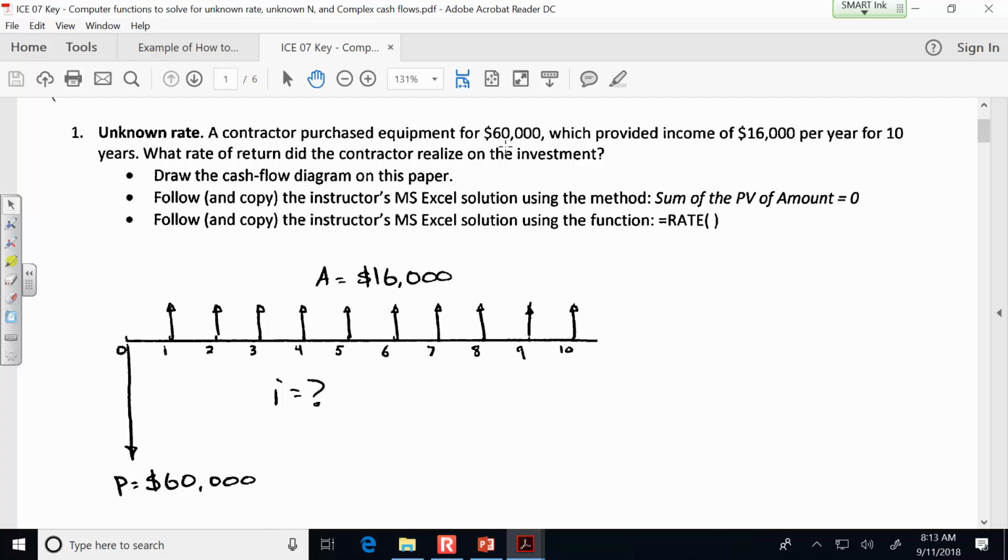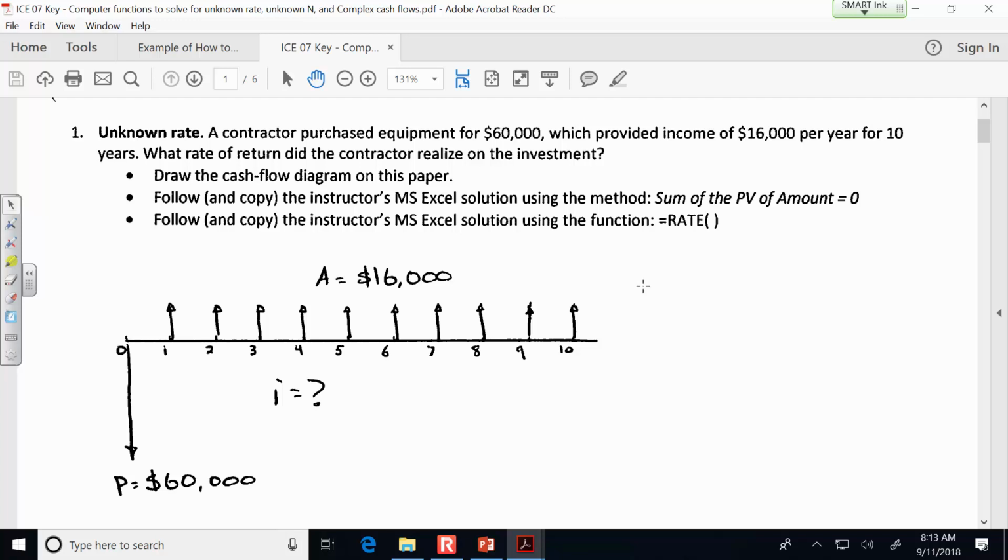There's an expenditure of $60,000. And then 10 consecutive, uninterrupted, same-amount revenues. This is an A, an annual series, sometimes also called a uniform annual series, where the inflow is 16,000. And you see that here I've labeled I equals question mark. That's an important part of the summary as well. It tells us what the unknown is here. We're trying to find out what interest rate brings this all into balance.